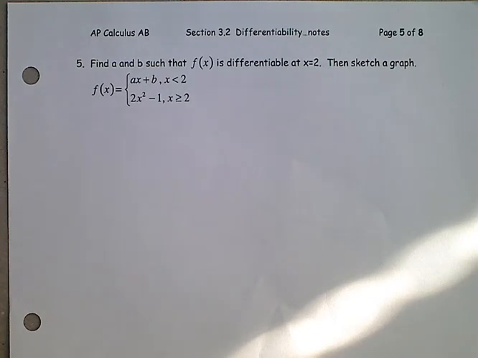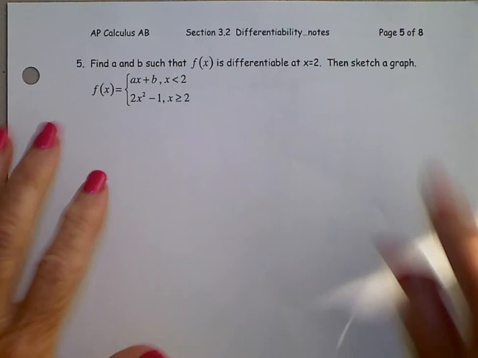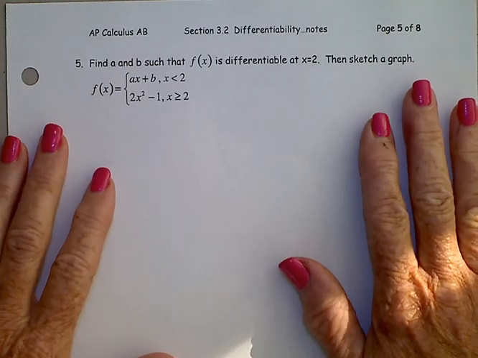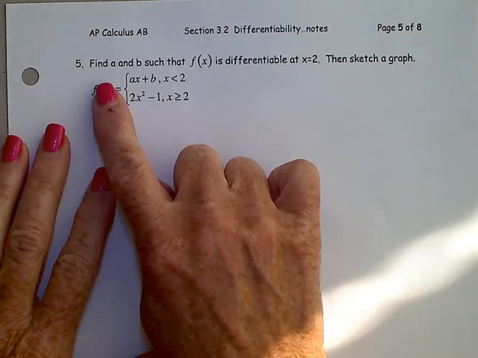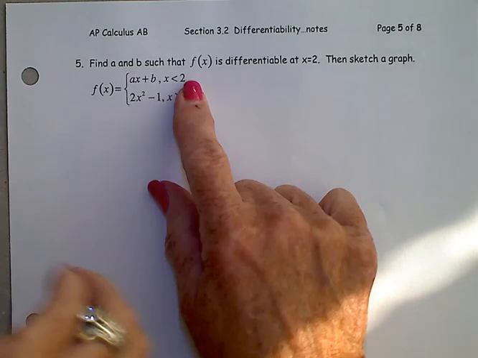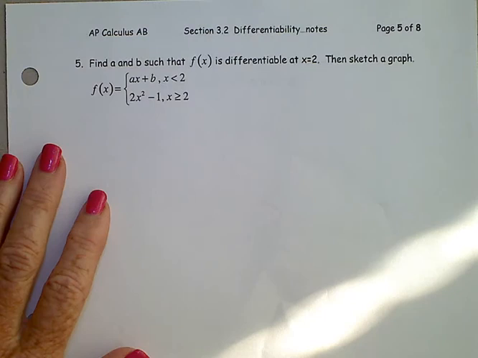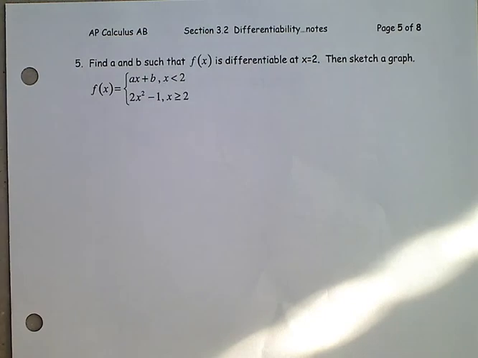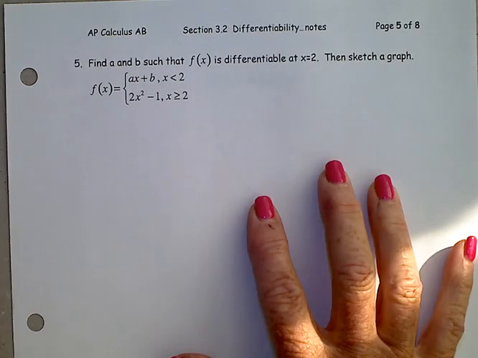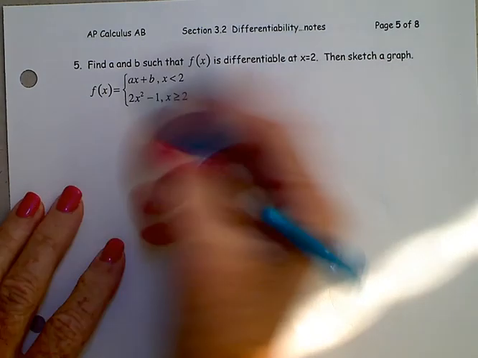AP Calculus, section 3.2, page 5. For this problem, we're asked to find a and b such that f of x is differentiable at x equals 2. Then we'll sketch a graph. We have this piecewise defined function, and the first thing we need to check is continuity.